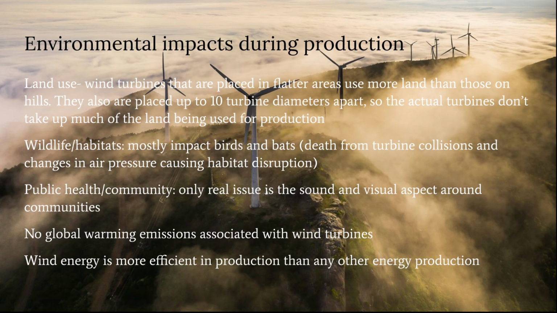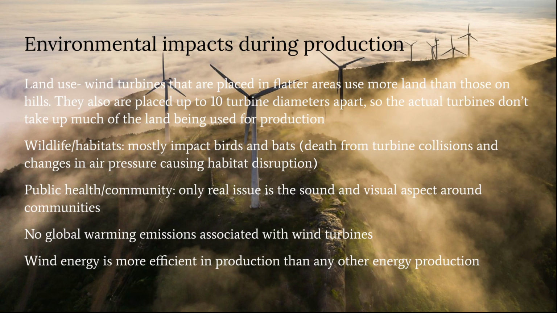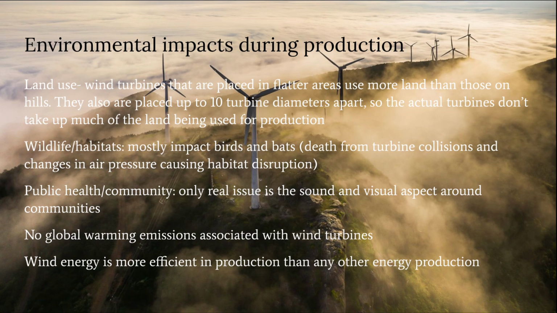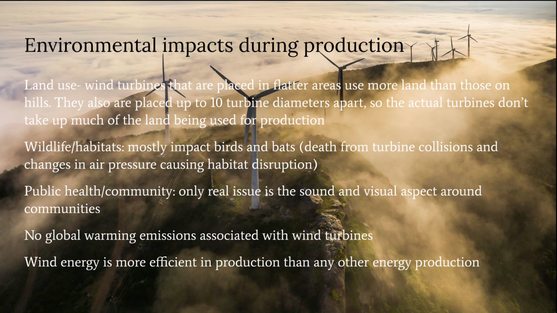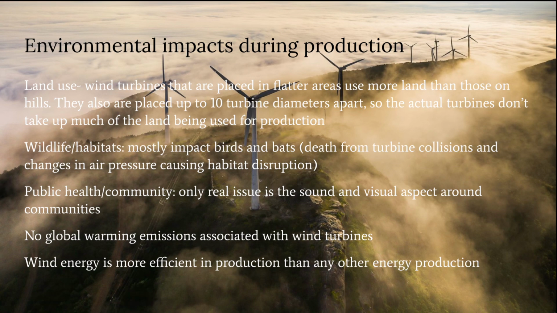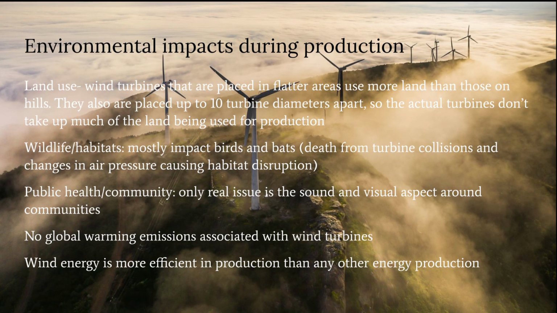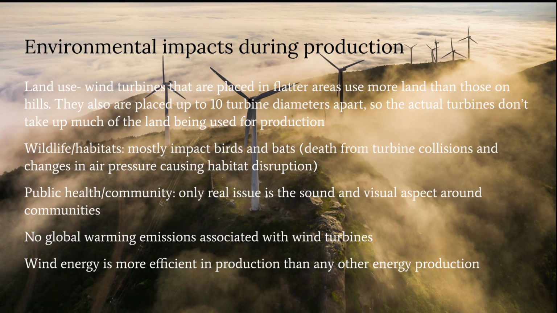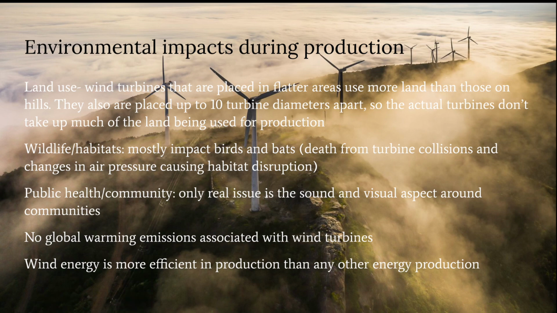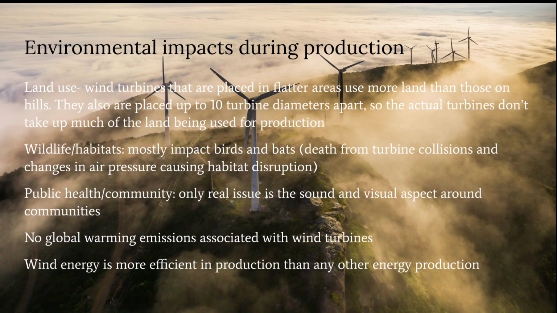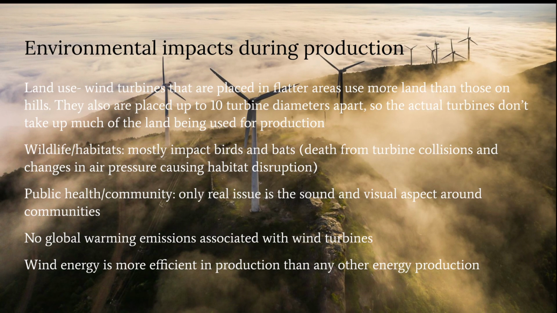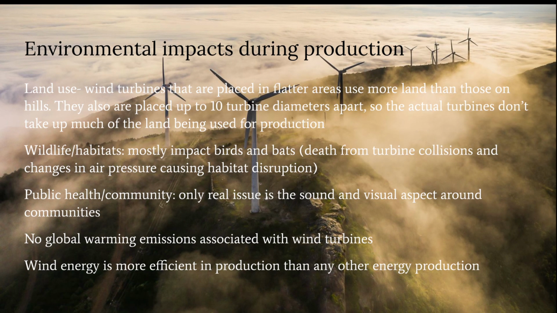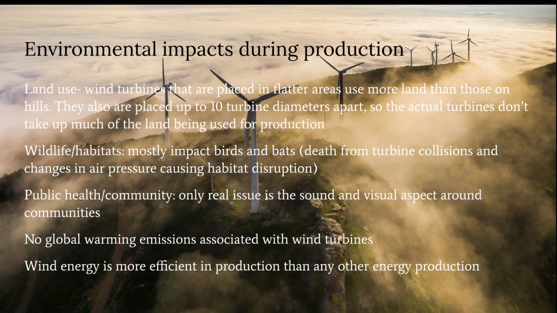Environmental impacts during production. The wind turbines take up large amounts of land, having to be placed up to 10 turbine diameters apart. Turbines placed on flat land use more than those placed on hills. This also takes away potential habitat space. Another way it can impact wildlife is collision deaths. It primarily affects birds and bats who collide with the spinning turbine blades. Communities within close proximity to the turbines are affected by possible sound pollution, as well as the visual disruption that the turbines can create. Some positive impacts of wind energy production is that no greenhouse gases are emitted during the process, making it one of the cleanest energies available.